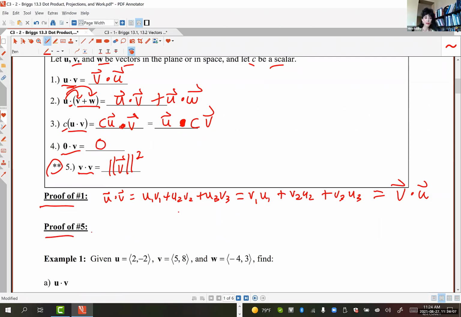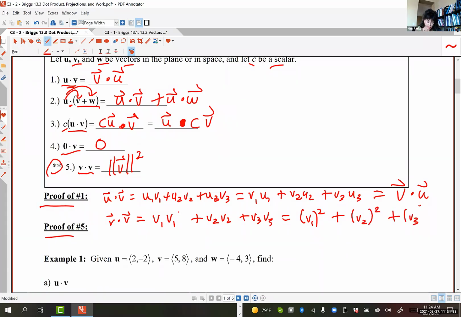How do I prove number 5? Oh, carefully. Let's do V dot product with itself first. Let's just do that left-hand side. So you're going to get V1 times V1 plus V2 times V2 plus V3 times V3. But using the fact that repeated multiplication can use exponents, you really have V1 squared plus V2 squared plus V3 squared. Stop there and save this for later.